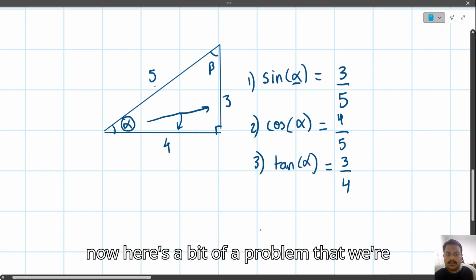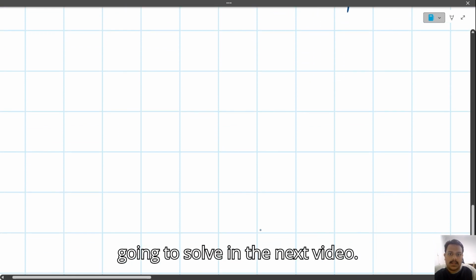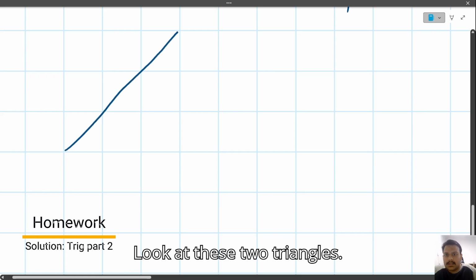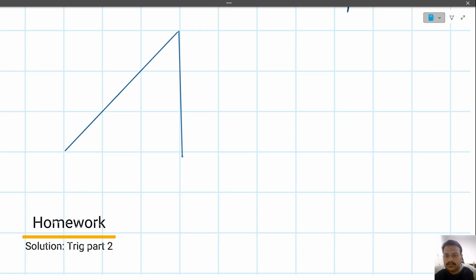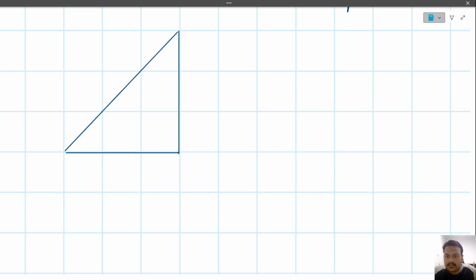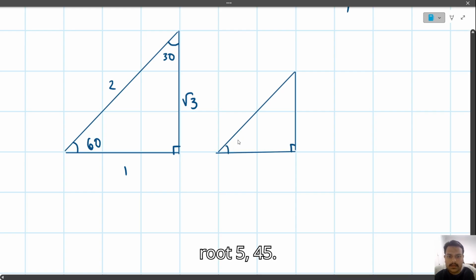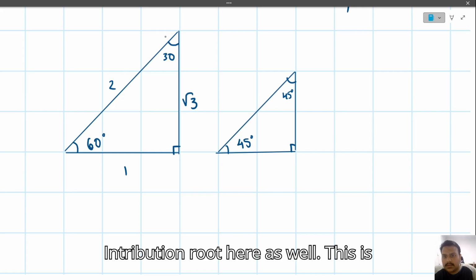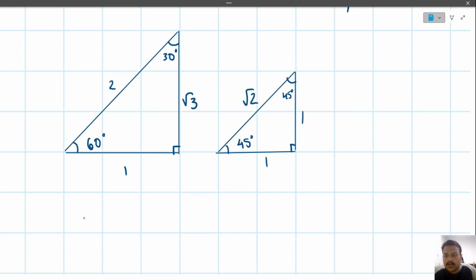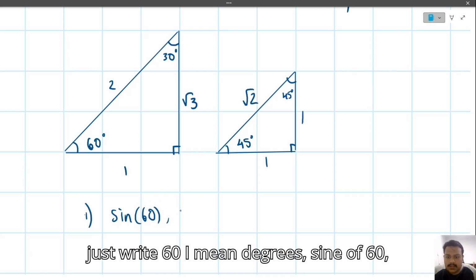Now here's a bit of a problem that we're going to solve in the next video. Look at these two triangles. We have a 60, 30 triangle with sides 2, 1, and root 3. Let's make another one: a 45, 45 triangle with sides root 2, 1, and 1. Your job is to find, let's start with sine, sine of 60. When I just write 60, I just mean degrees.